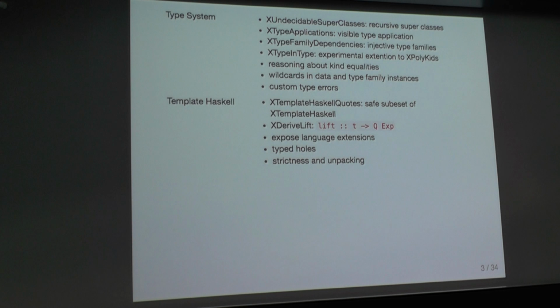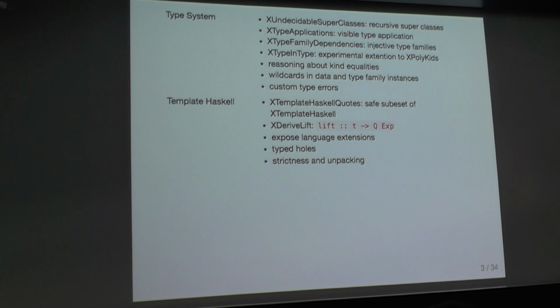Then the Lift type class. I must say the term lift is highly overused. This time we talk about taking a value and representing it as a Template Haskell expression in the Q monad. You can automatically derive instances. That's nice. You now have access in Template Haskell to the enabled language extensions, so you can make choices depending on that. You have support for typed holes, if you've heard about those.